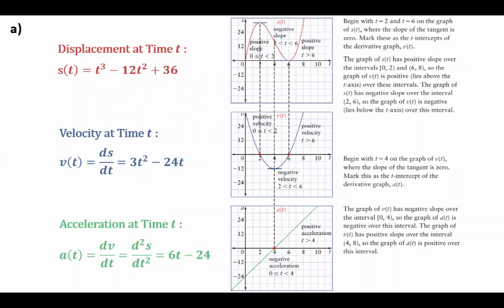Therefore, the function of the velocity at any time t is given by ds/dt, which is 3t squared minus 24t. Then acceleration at time t is the derivative of v with respect to t, or the second derivative of s with respect to t, right? This is given by 6t minus 24. Then if you know the expression of these two functions, it is very easy to graph them on the 2D Cartesian plane, right? So let's have a look at the graphs.